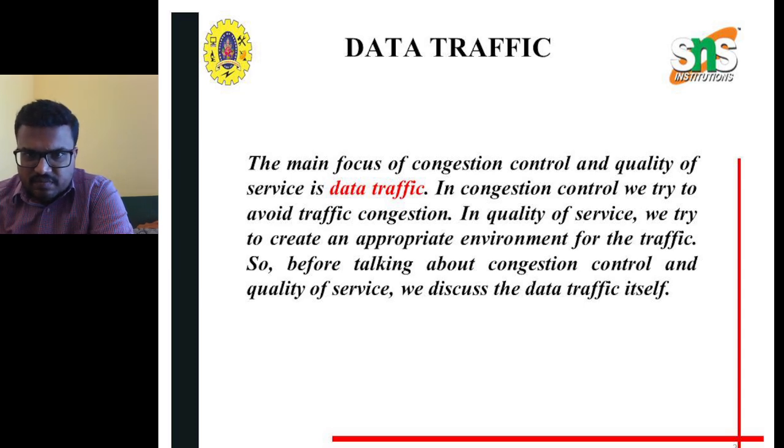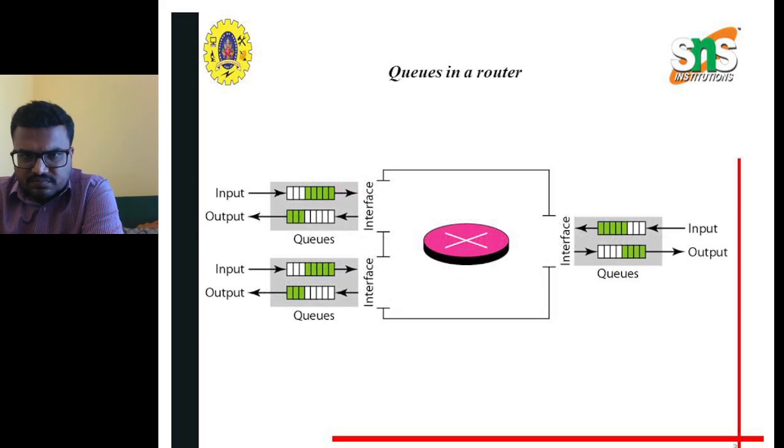These data make some traffic in between at the destination end. So we need to check based on the data traffic. In congestion control, we try to avoid traffic congestion. In quality of service, we try to create an appropriate environment for the traffic. So before talking about congestion control and quality of service, we will discuss the data traffic itself.